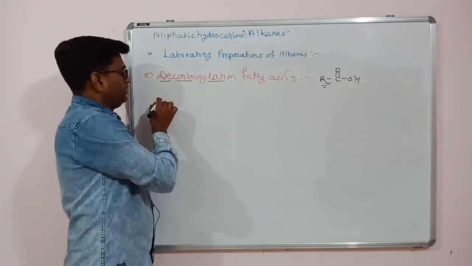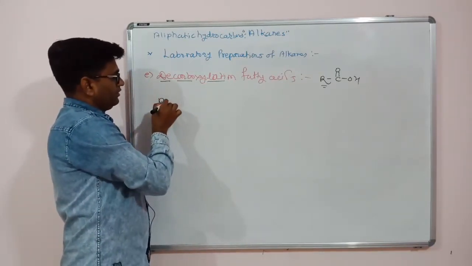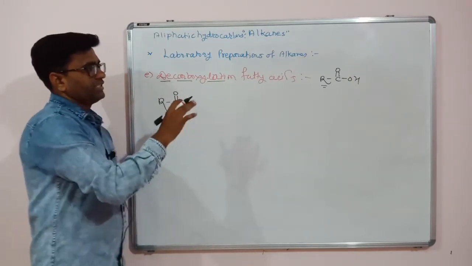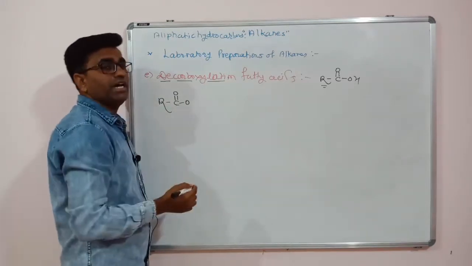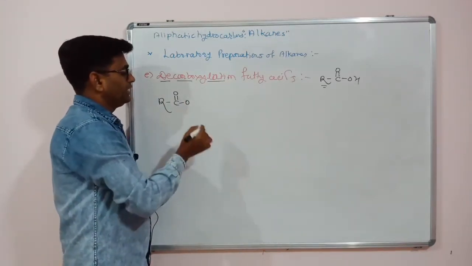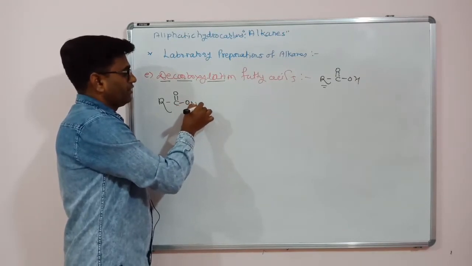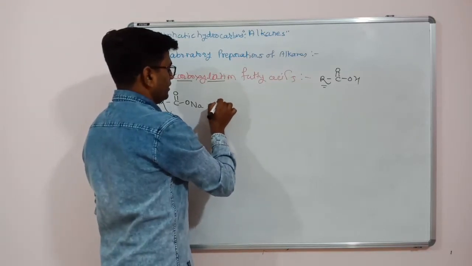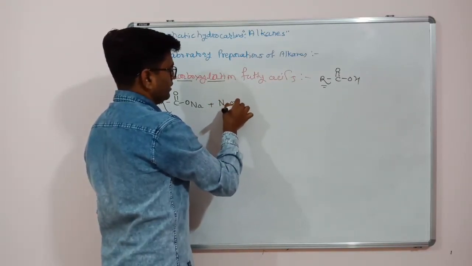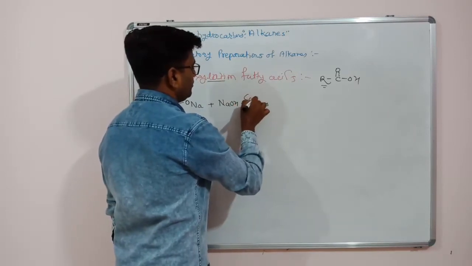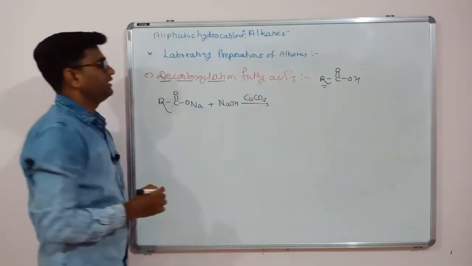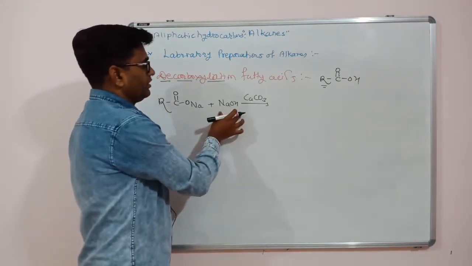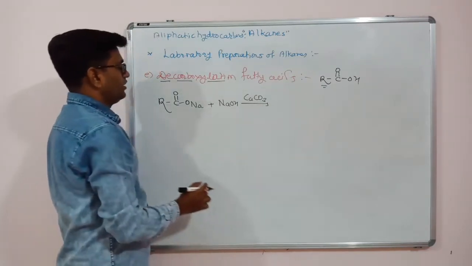So for that purpose we have to react with our fatty acid, the sodium salt of fatty acid. So this acid in the form of salt. So H is replaced by an alkali metal, for example sodium or potassium. So this is the sodium salt of carboxylic acid, fatty acid, in presence of alkali hydroxide and calcium carbonate. If you are heating this sodium salt of carboxylic acid in presence of sodium hydroxide and calcium carbonate, so what will happen?